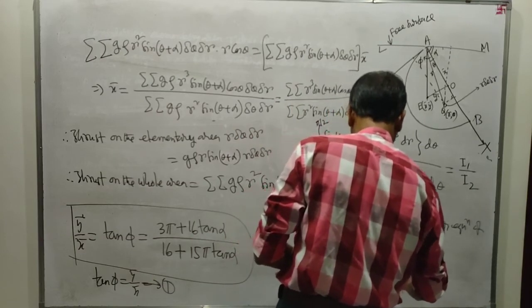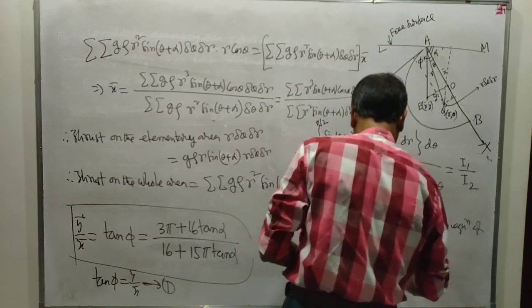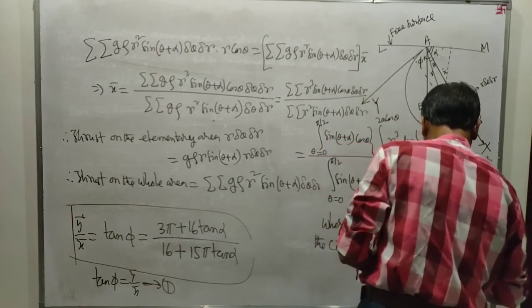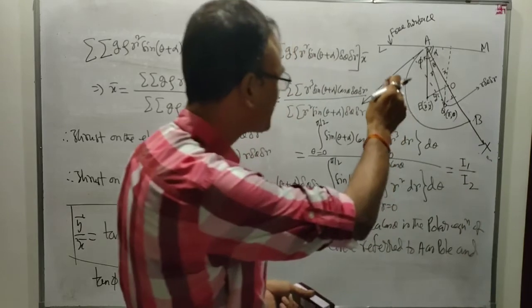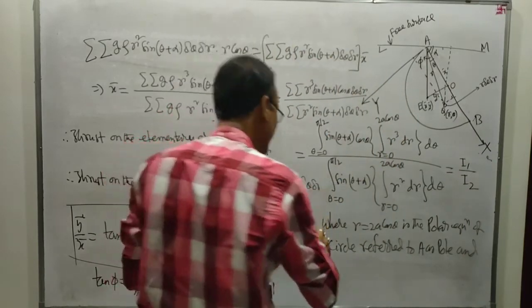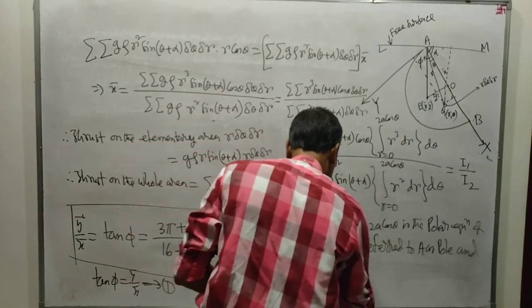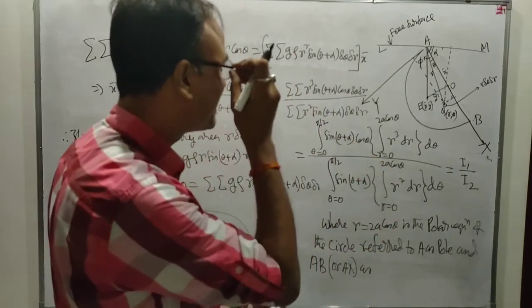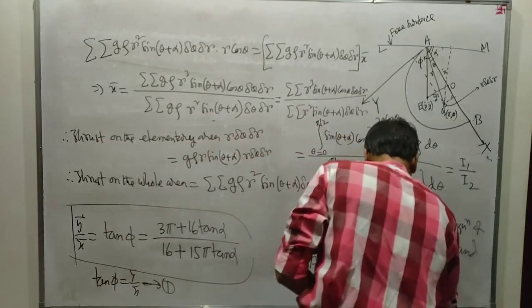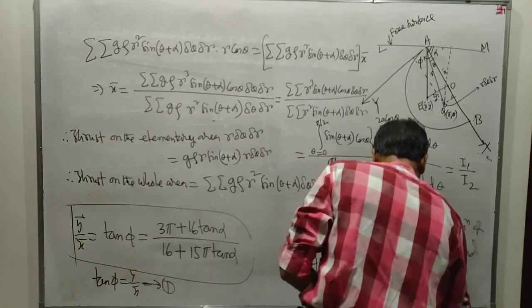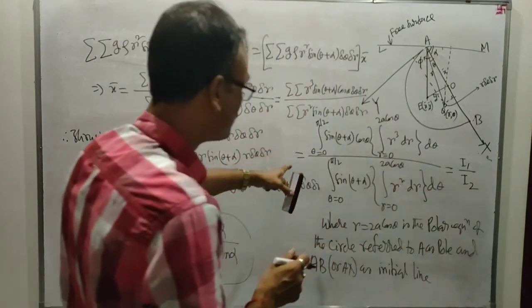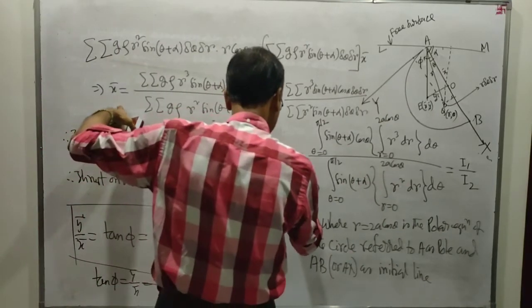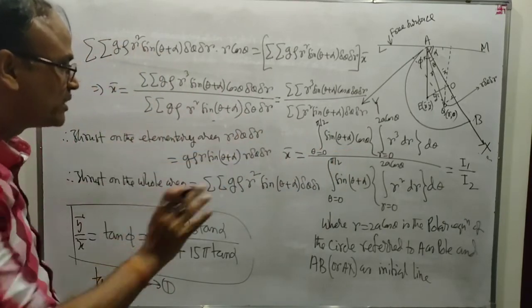Refer to A as pole and AX as initial line. AB means AX, AX as initial line. X bar equal to this. What is it? It is X bar. X bar equal to this integral, I1 by I2.